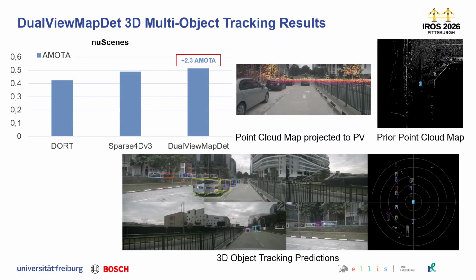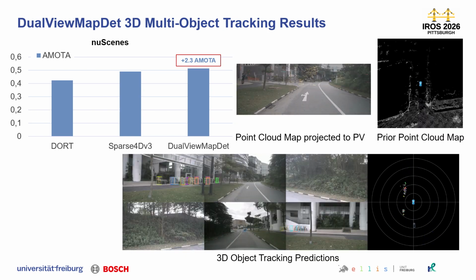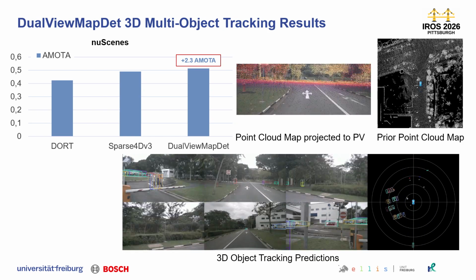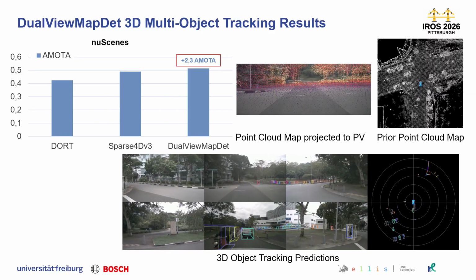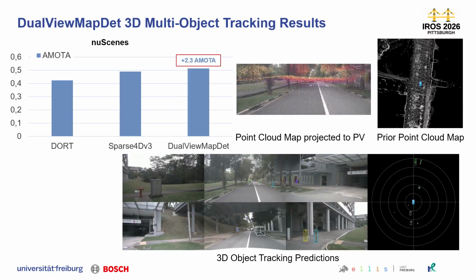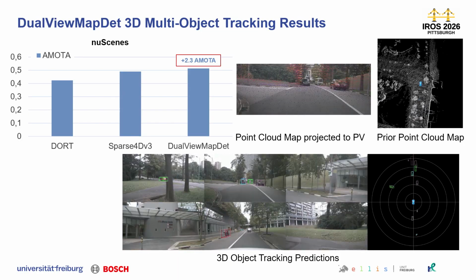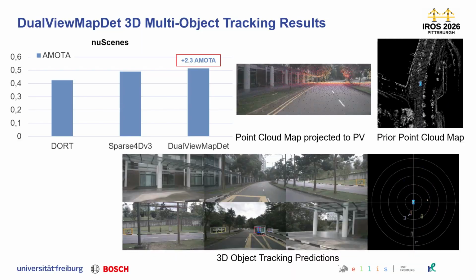Finally, we evaluate whether the same geometric prior also benefits 3D multi-object tracking. DualViewMapDet achieves an improvement of about 2.3 AMOTA compared to sparse 4D. This indicates that better 3D localization is also beneficial for tracking, since more accurate detections lead to more stable object trajectories and more reliable temporal association.